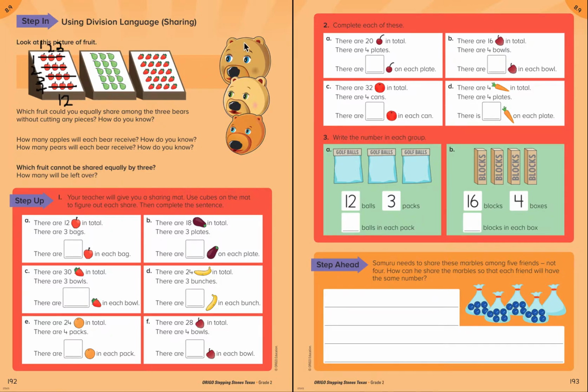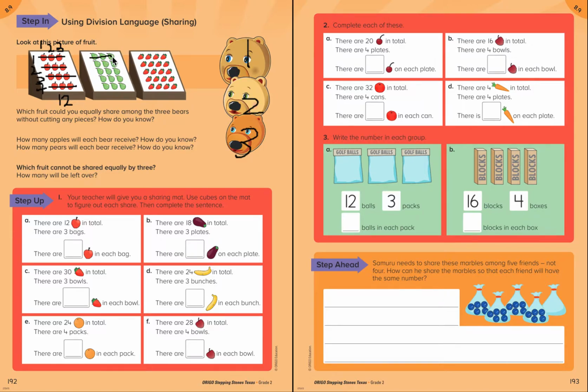So I know I have 3 bears. So I have 1, 2, 3. So that is a possibility, because this could be 1 bear, 2 bears, and 3 bears, and they each get 4. Let's see if this one will work.